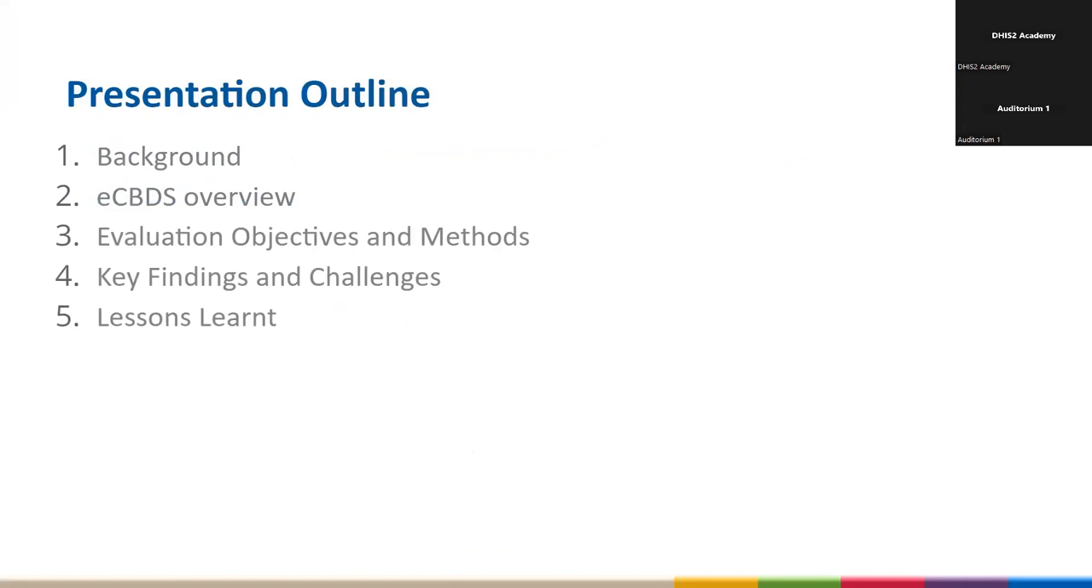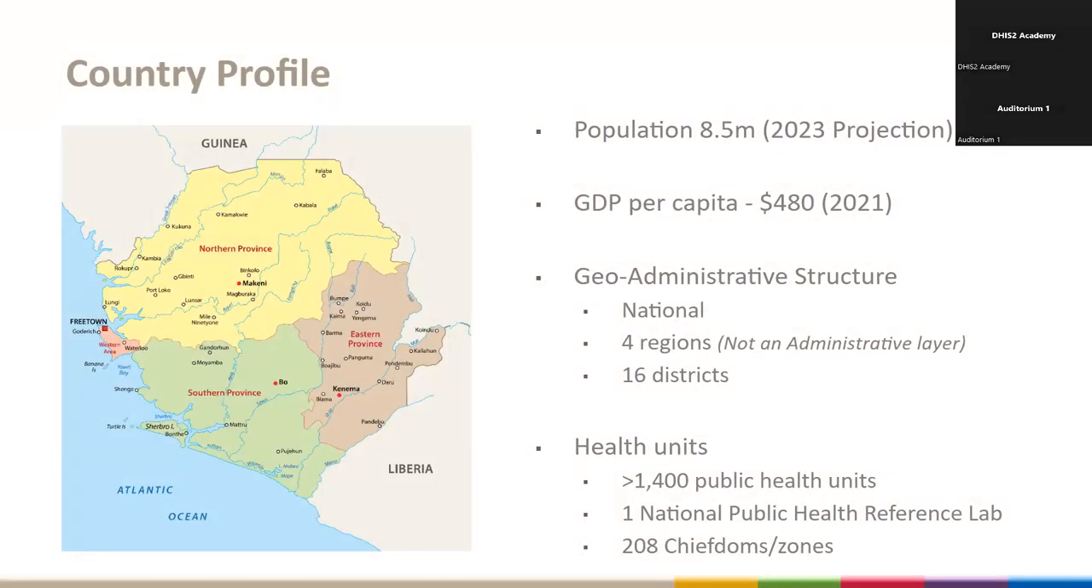So I'm going to be brief. This is a presentation outline. And let me just give you a context of the country. You have seen this map several times. If you do DHIS2 online training, Sierra Leone's map is often used. So I just want to give you an impression of what the health units in the country are. They have slightly over 1,400 public health units with one National Public Health Reference Lab and some three or four regional referral laboratories and 208 zones.